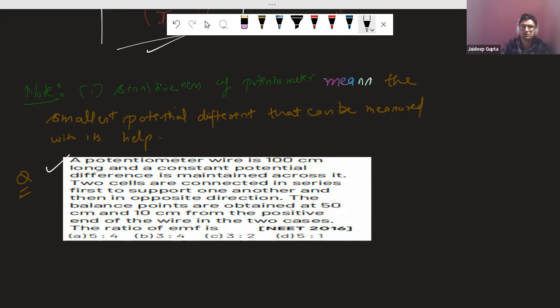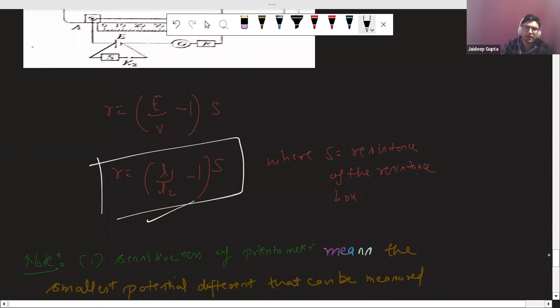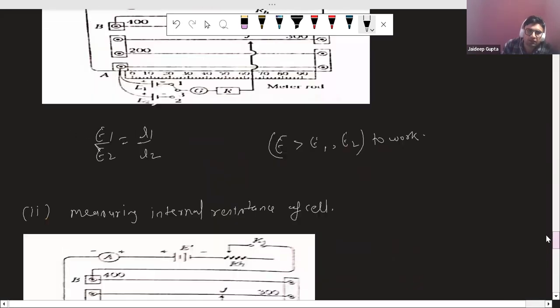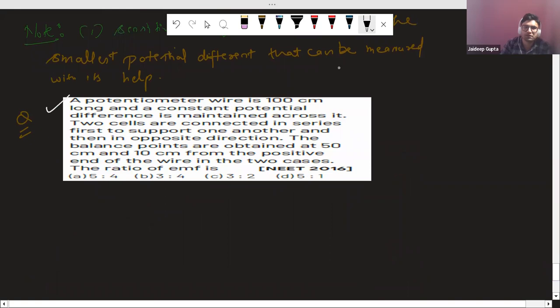Now try this question first. Sir, can you show the formulas, please? Just a moment. This one, L1, L2 are the balancing lengths. Then, sir. The second formula is this one: E1 over E2 equals L1 over L2. Now try this question fast.